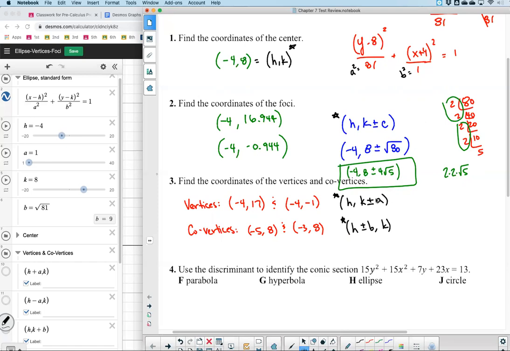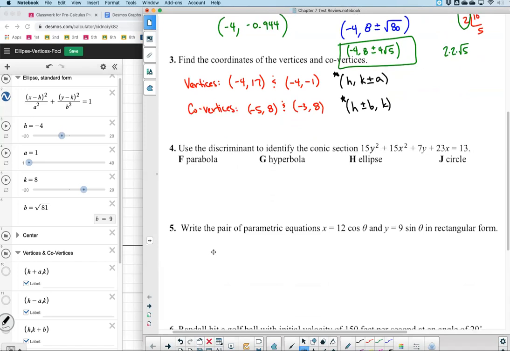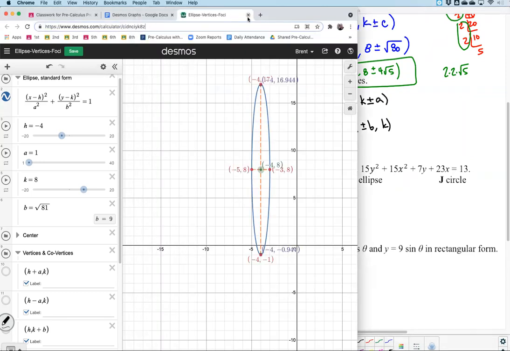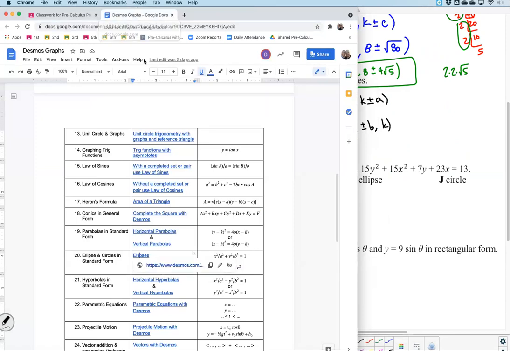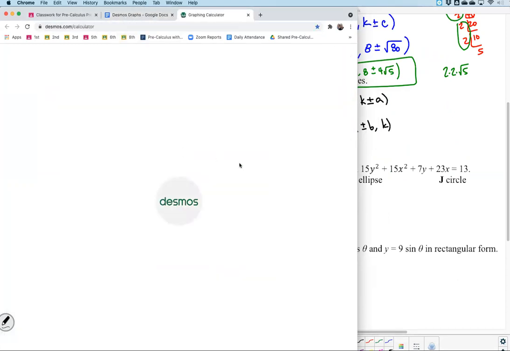All right, number 4. It says use the discriminant. Now, you might not remember this term because I went through it really fast, because I said, today's technology, we're not going to use the discriminant. If you have to identify the conic section, just graph it. So I want to get a blank graph. The easiest way here, I can either close this tab, and then on the Desmos graphs, I'll go up to the top where it says blank.